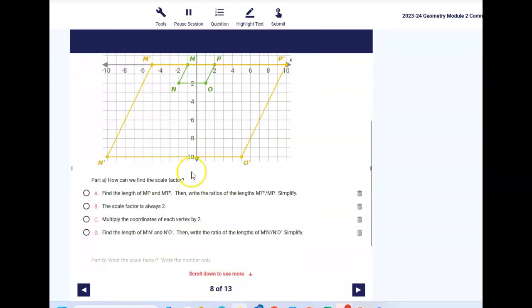Question 8, Part A, how can we find the scale factor? Option A, find the length of MP and M'P', then write the ratios of the lengths M'P' over MP. Simplify. Option B, the scale factor is always 2. Option C, multiply the coordinates of each vertex by 2. Or option D, find the length of M'N' and N'O', then write the ratio of the lengths of M'N' over N'O' and simplify.